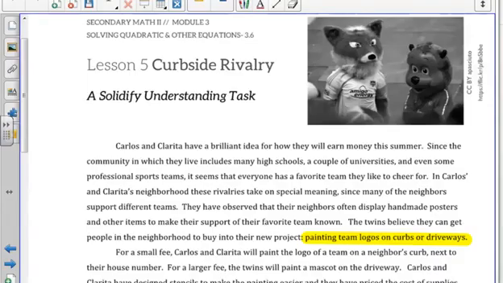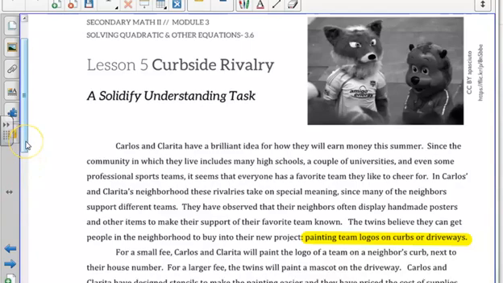In previous tasks, we have been working with quadratic equations in the form ax squared plus bx equals c. In this task, we will look at quadratic equations in the form ax squared plus bx plus c equals 0.